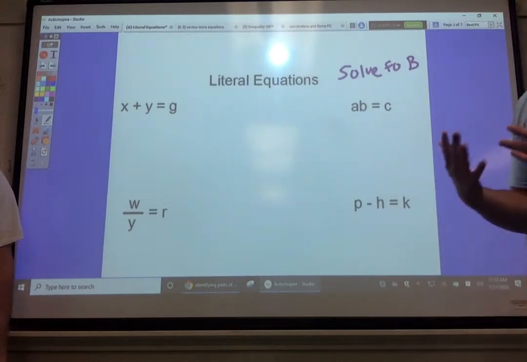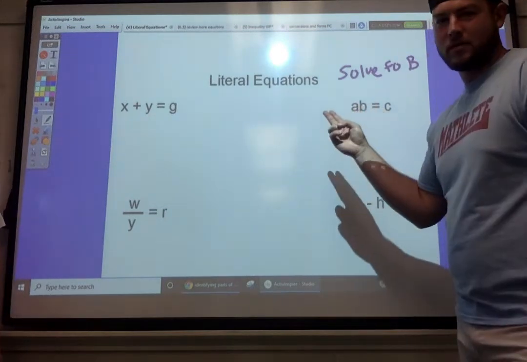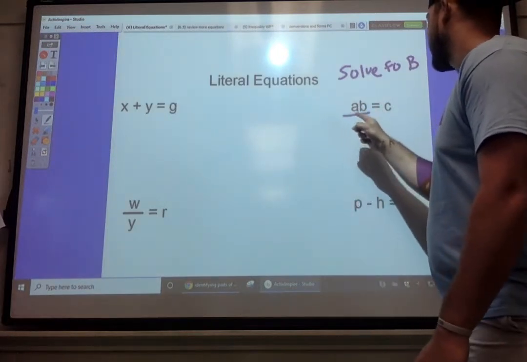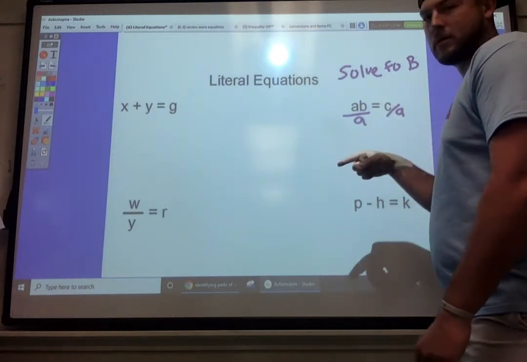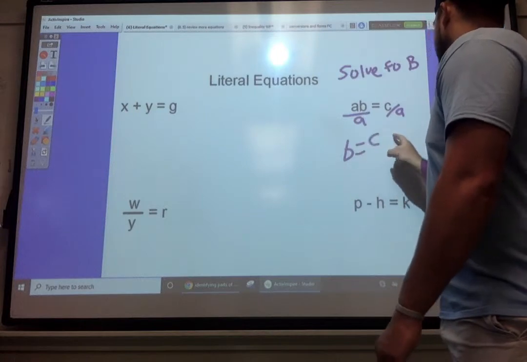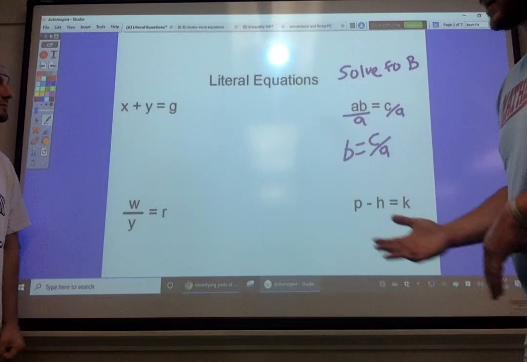So let's get B by itself. Well, we already decided this means multiplication. So to get the B by itself, we should simply just divide by A to both sides. Right, so I'm going to rewrite that as B equals C over A, or C divided by A. Now B's by itself.